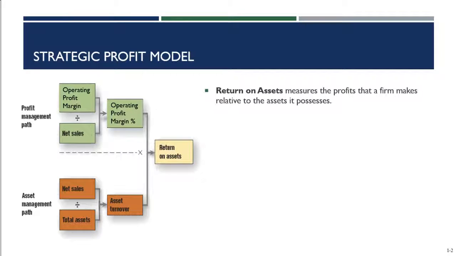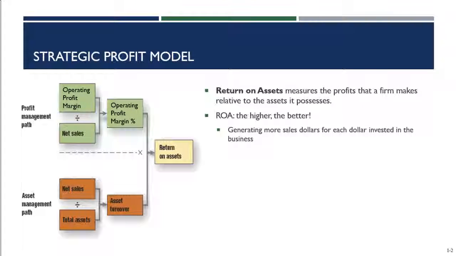A goal for the retailer is to have a high ROA, like we talked about in the introduction lecture. The higher the better, because what we really want is to generate more sales dollars for every dollar that we invest into our business. And so our strategic profit model is going to divide ROA into two components of retailing: the net operating profit margin percentage and asset turnover.